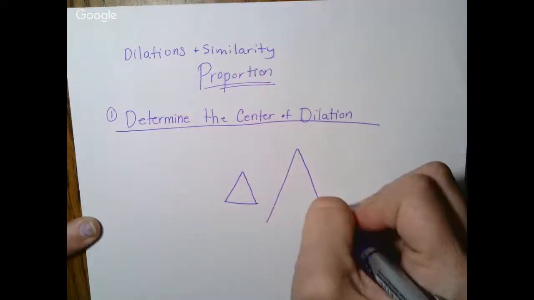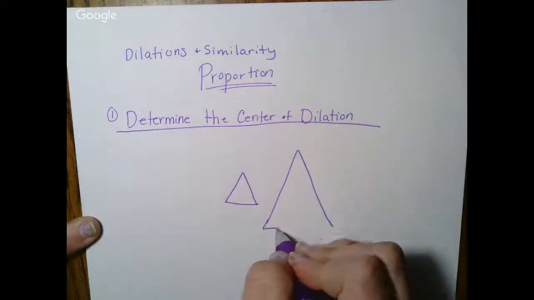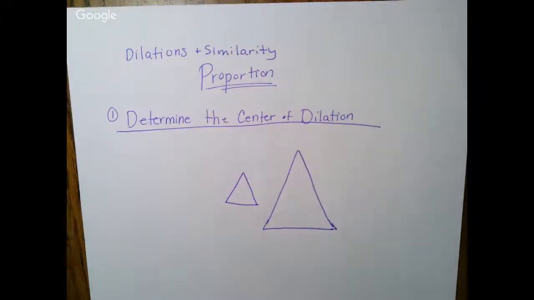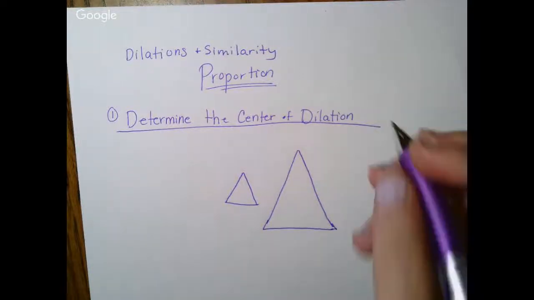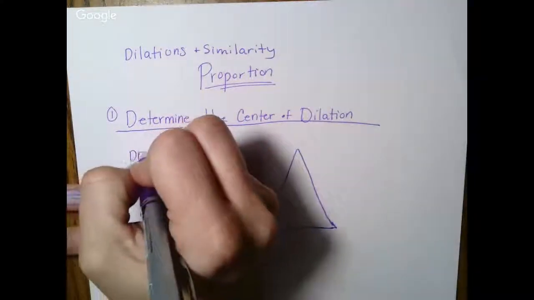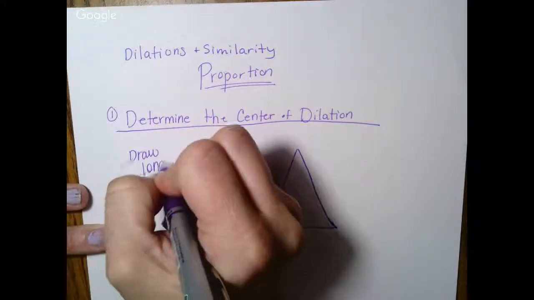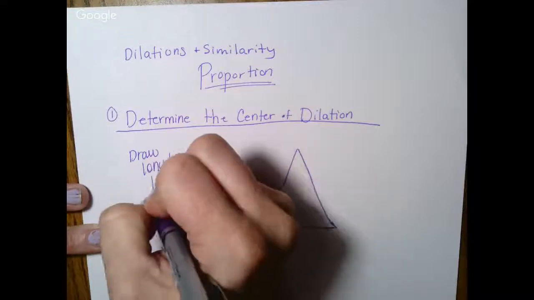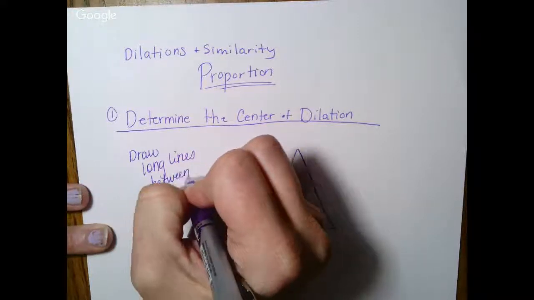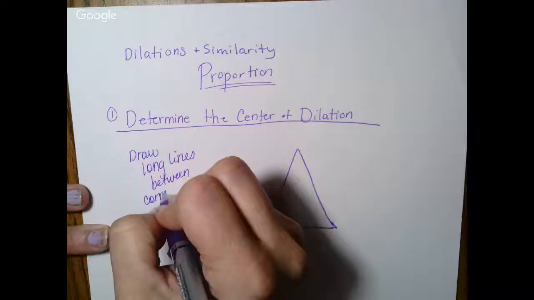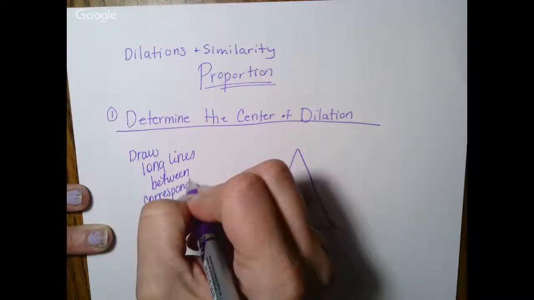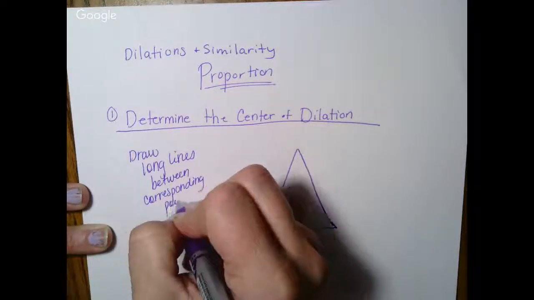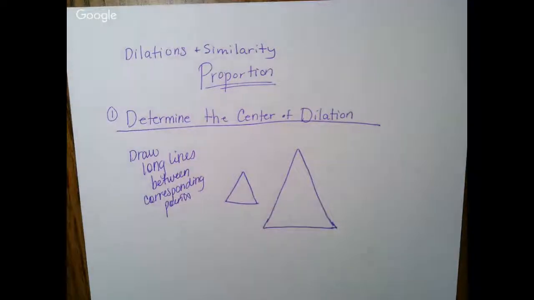Now, this is not going to be as perfect as an exact one. I'm just going to kind of estimate it for you. Basically speaking, when you determine the center of dilation, you are drawing long lines between corresponding points. If you want to write this in the blank space on page 10, you can. But that's the most important thing: we draw long lines between corresponding points.